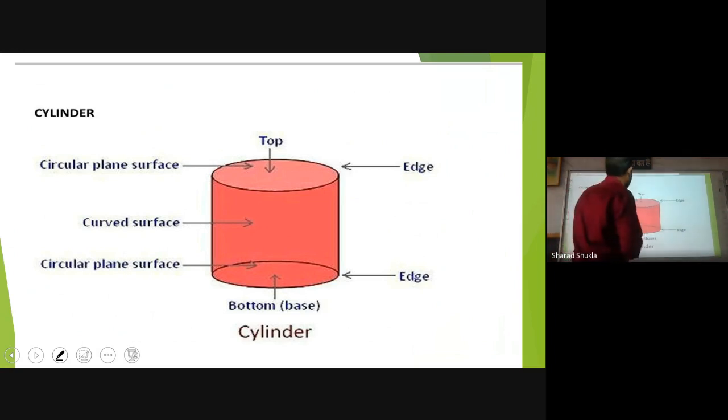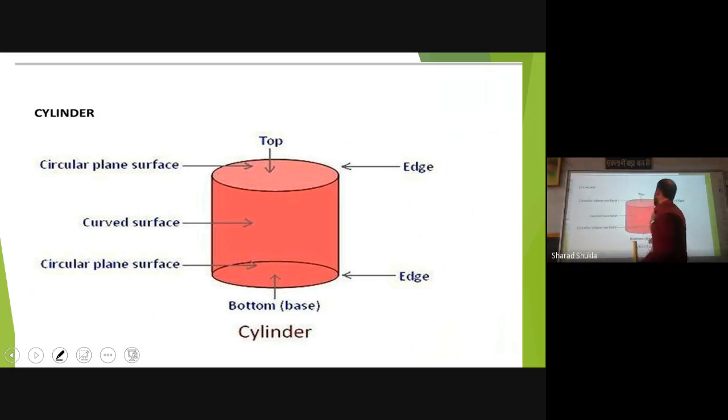The first face is a circular face. Two faces, look here. The first face here is a circular face. The second face is at the bottom, and the third one is the curved face.